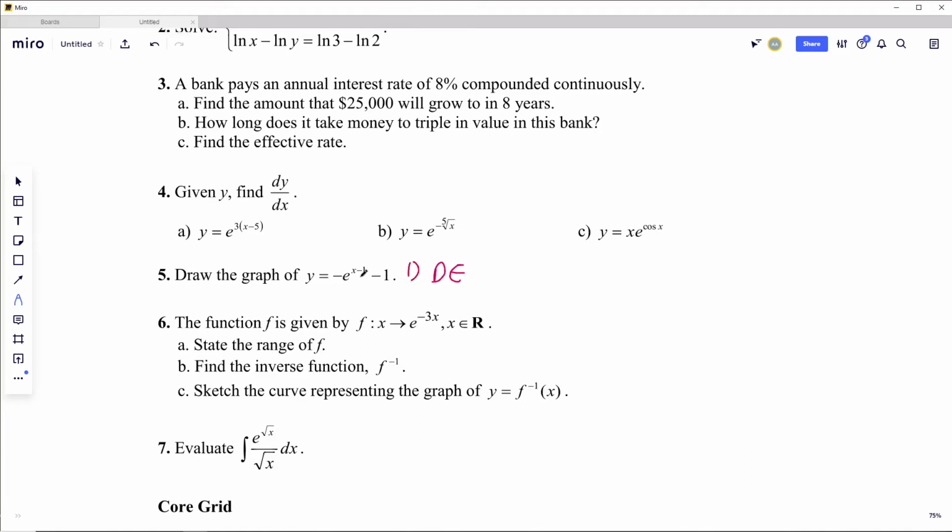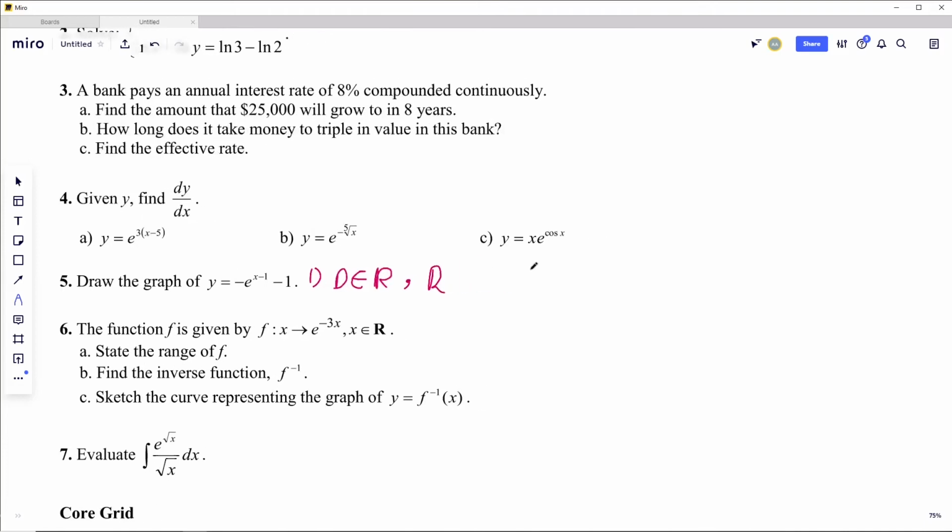So domain and range. Domain: e to the x, not everything and anything. Minus doesn't change that fact. Minus 1 doesn't affect anything. So you have R, you're still going to have R. Now range. This is where you can do what I'm just going to call reverse engineering. You're going to get it back again. So e to the x is always positive. You know that, asymptotic and so on.